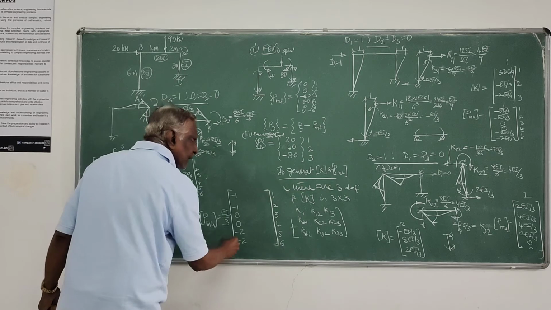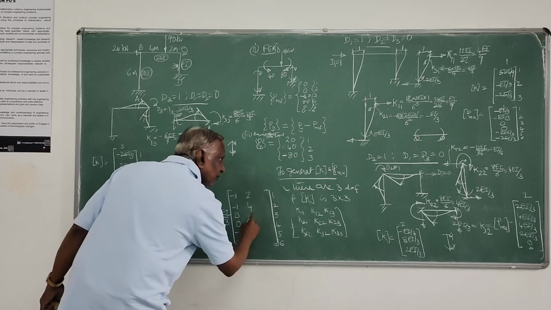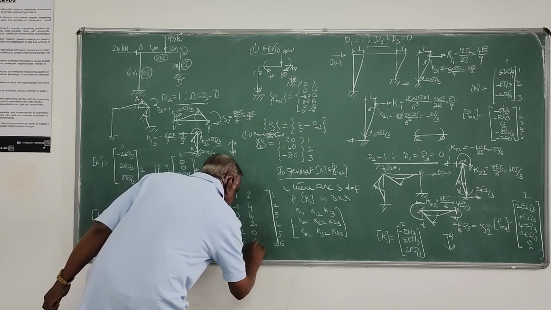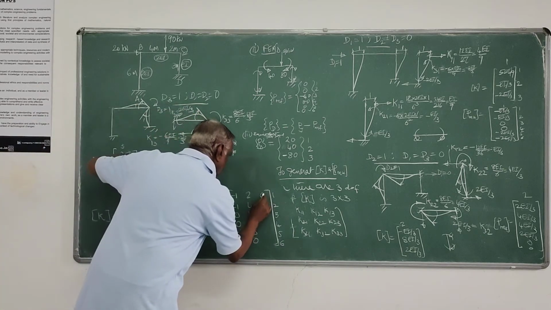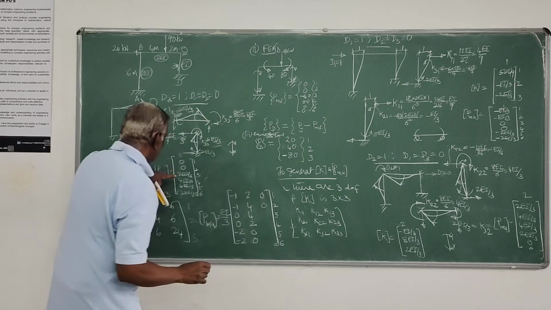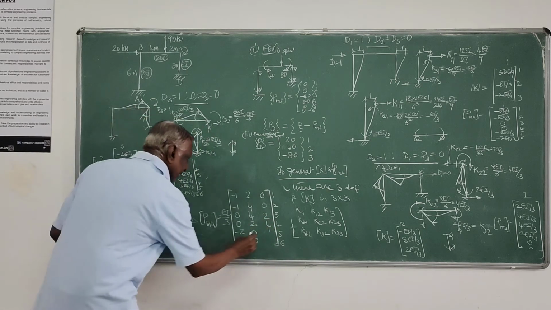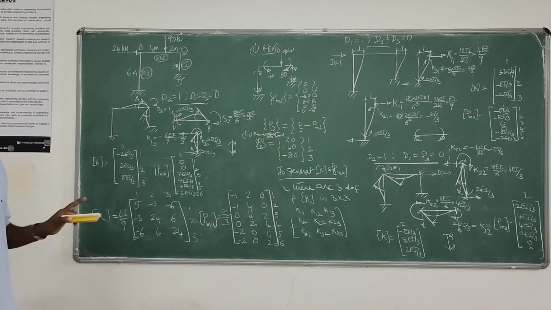Then the second column, it is 2. Then 4. Then 4, 2, 0, 0. Then this third one, it is 0, 0, 2, 4. Then here it is again 4, 2. This is your PMU matrix.